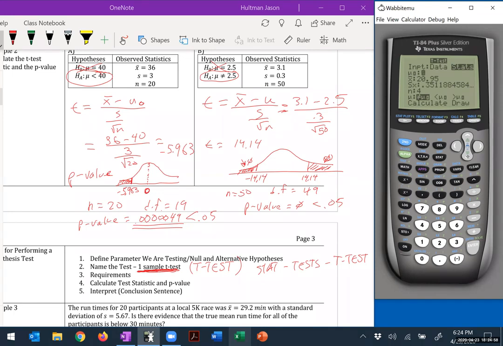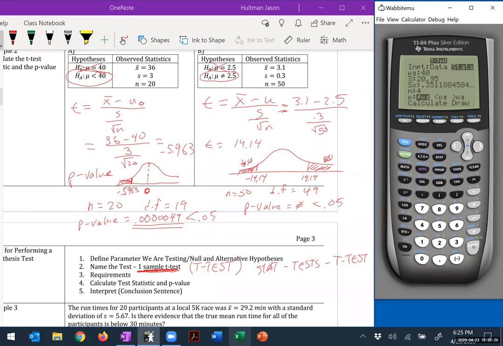And it asks, what's your mu naught? What's your hypothesis mean? What are we claiming it to be? Well, I'm claiming that it's 40. I want to use the first one here. I'm claiming that it's 40.